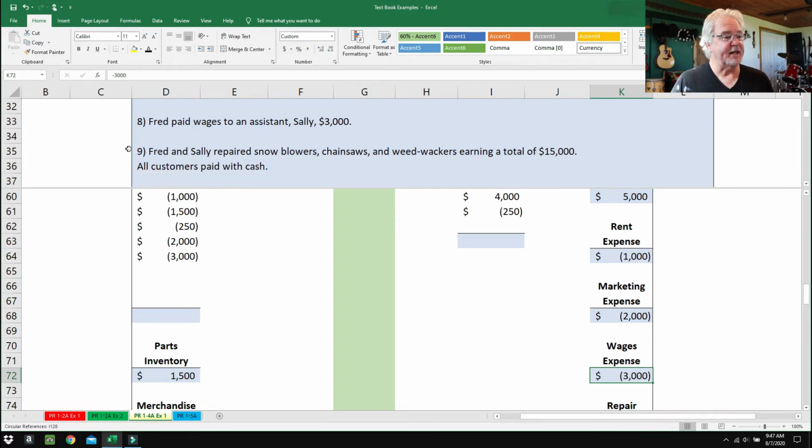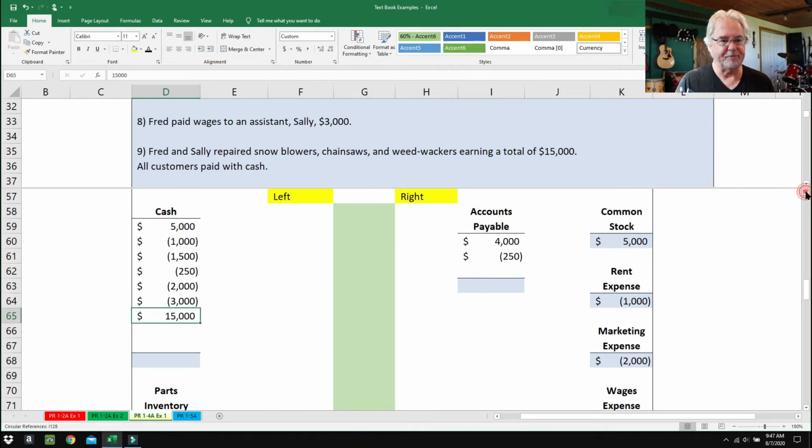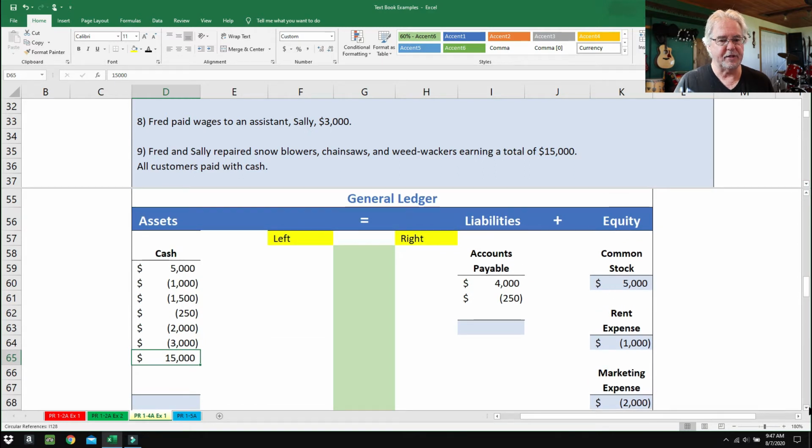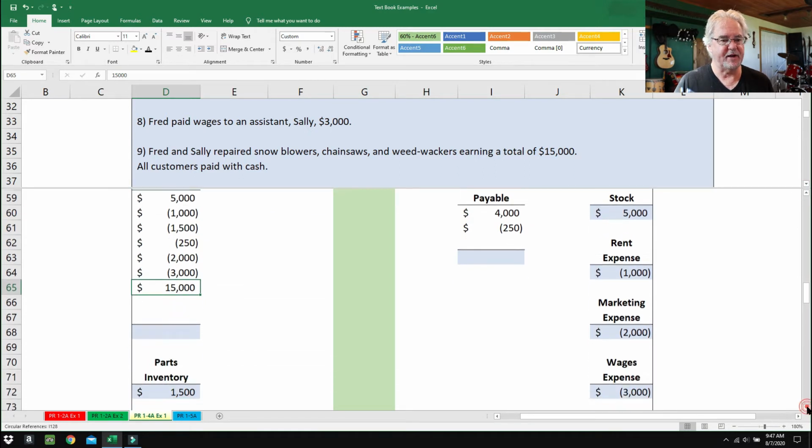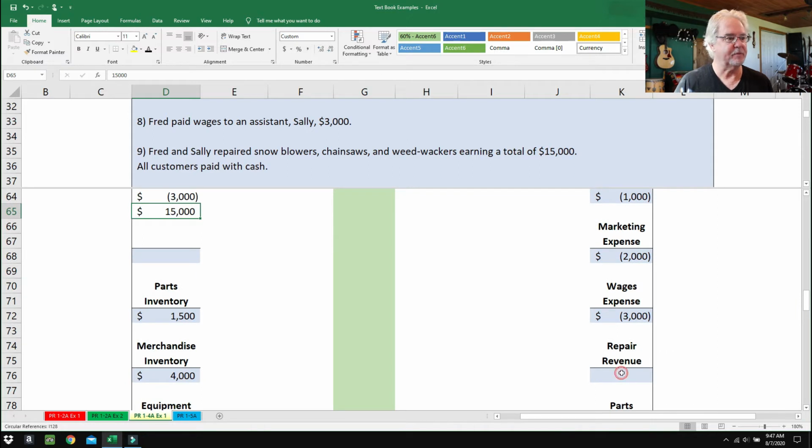Number 9, Fred and Sally repaired snowblowers, chainsaws, and weed whackers, earning a total of $15,000. All customers paid with cash, so a lot of money is coming in. Thank goodness. Okay, there's $15,000. Now, whenever you do your work and you get paid, you can claim that as revenue. So let's find revenue. Here it is, repair revenue. And that's an important thing, folks. Never, ever, ever claim revenue until you've done your work. And Fred and Sally have done their work.